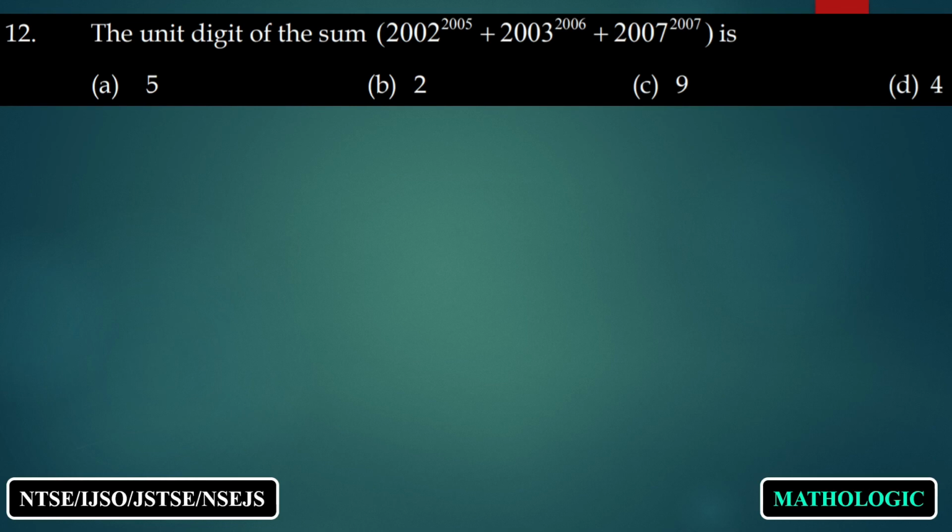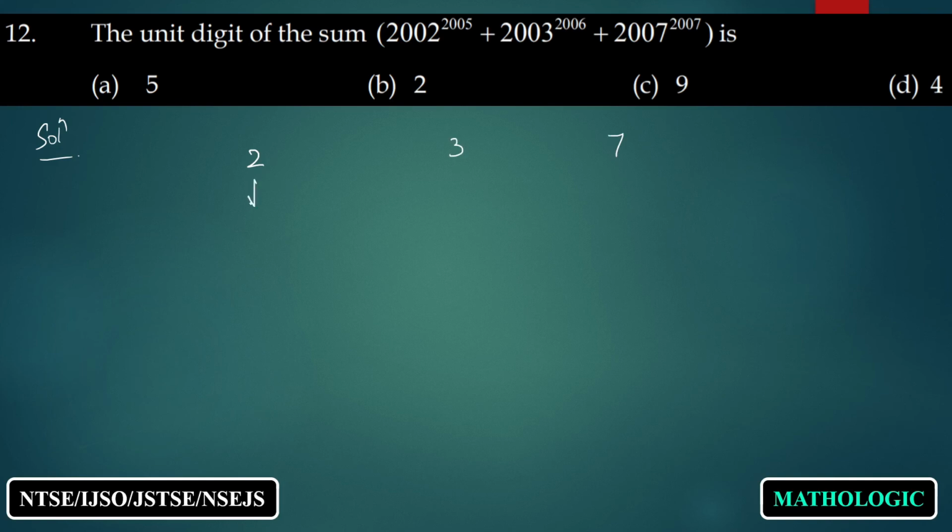Okay, so another problem over here is question number 12, which is the unit digit of the sum 2002 to the power 2005 plus 2003 to the power 2006 plus 2007 to the power 2007. I'm leaving this question for you to solve, since it is based on the cyclicity of the number, or you can say power cycle. So we have here 2, 3 and 7 as a power cycle.